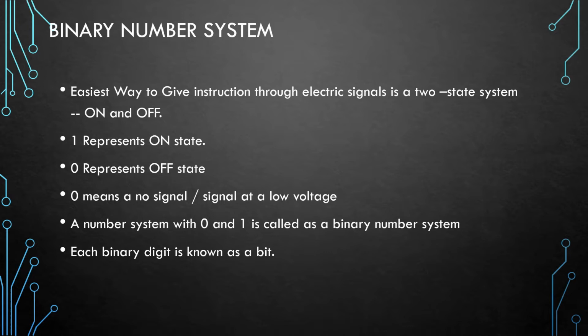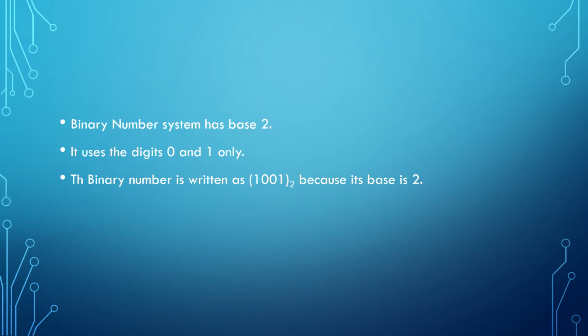The 0 means no signal or a signal at a low voltage. A number system with 0 and 1 is called a binary number system, and each binary digit is known as a bit. The binary number system has a base of 2. Why? Because there are only two digits here, that is 0 and 1. 0, as said, represents the low state and 1 represents the high state.